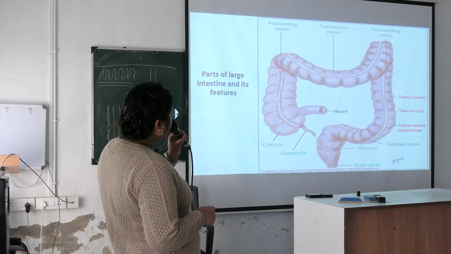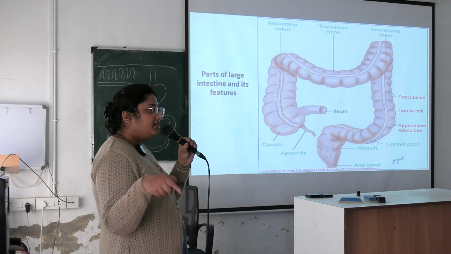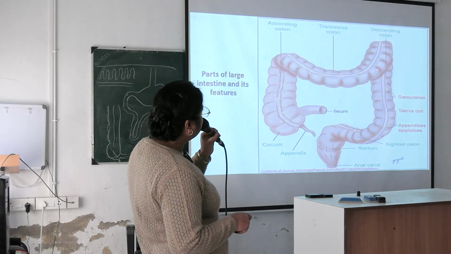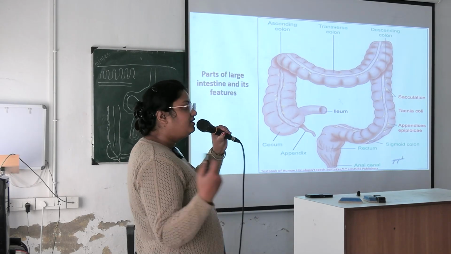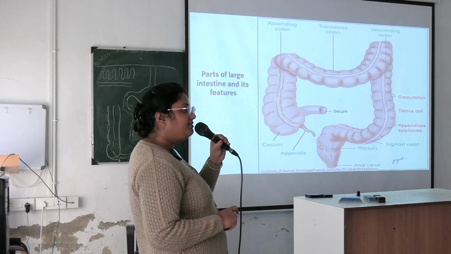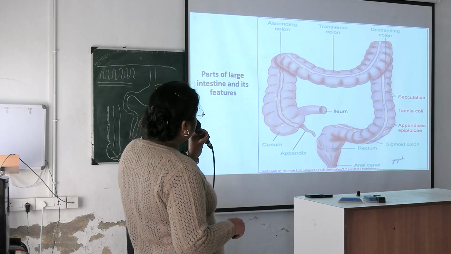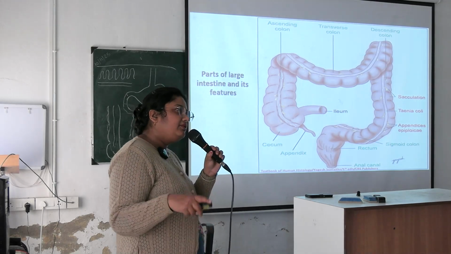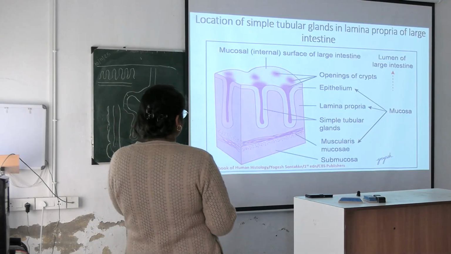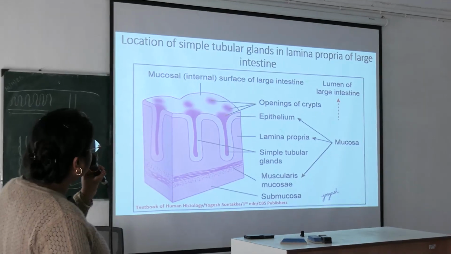Okay, so you can see the length of the tenia is less than the length of the gut. So that's why there is formation of these saccules. These saccules are known as sacculations or Haustrations. So these are the three important features of the large gut: presence of the tenia, sacculations, and Appendices Epiploicae. These are not present in the small intestine or other parts of the GIT. So these are the gross features of the large gut.